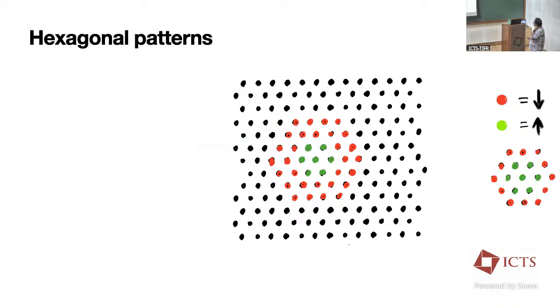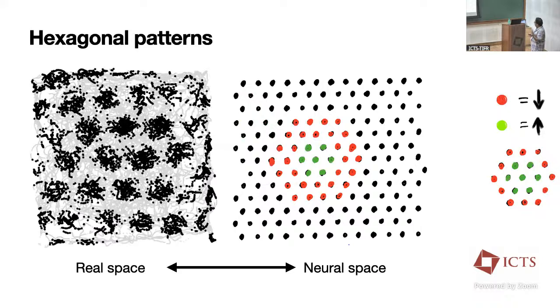Okay. So here's your real space versus neural space, and there does seem to be some mapping between real space and neural space.